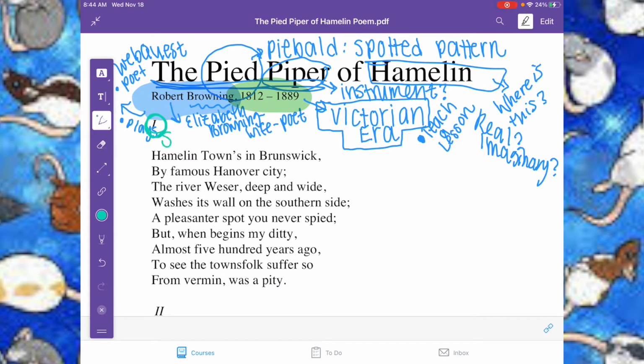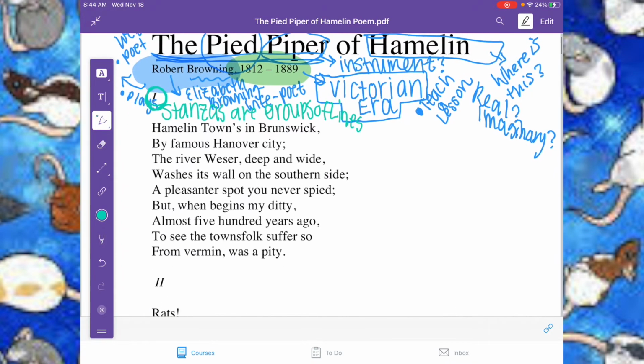Okay, so now we're going to take a look at stanza 1. And we know that stanzas are groups of lines. We know that from our poetic element review. Okay, so let's get to reading.